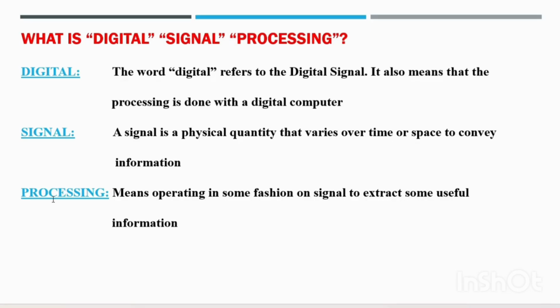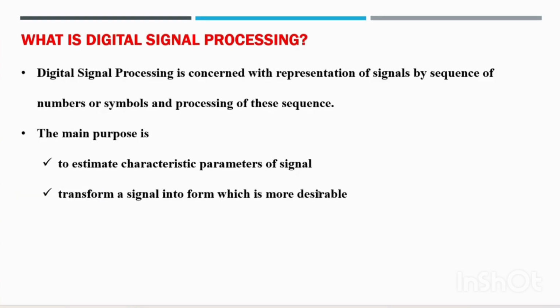And coming to the processing, it means operating in some fashion on a signal to extract some useful information. That is, you are going to operate on a signal in order to extract some useful information. So with all these three terms put together, digital signal processing is concerned with representation of signals by a sequence of numbers or symbols and processing of these sequences.